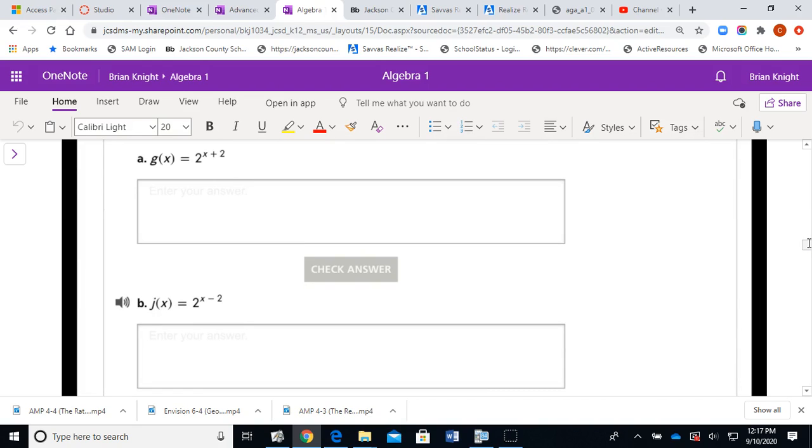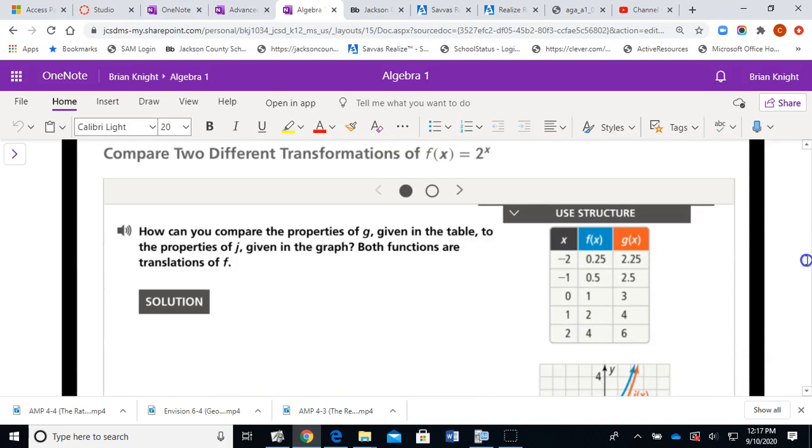This will move it where? Translate it left 2. Does anything else change? No. Domain's the same, range is the same, asymptote's the same, everything's the same. The one thing that might change is the y-intercept. What about here? It's going to translate to the right. Any questions? I told y'all it was quick and easy today.